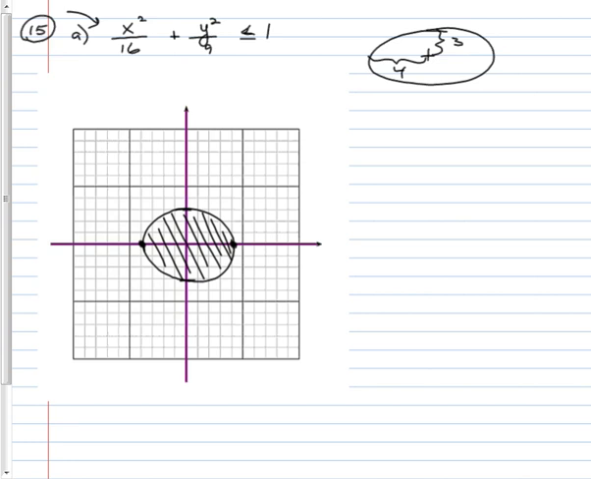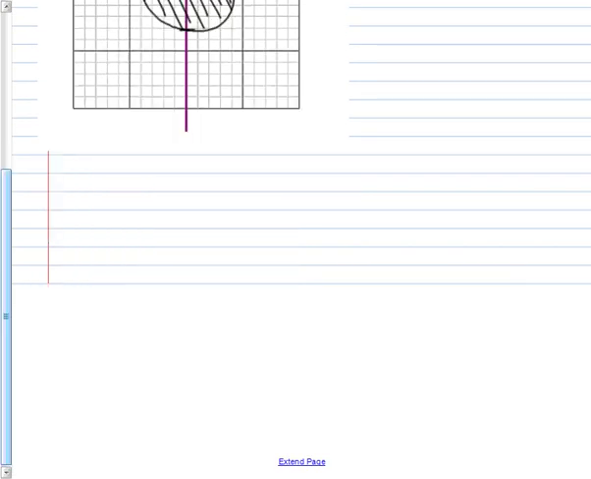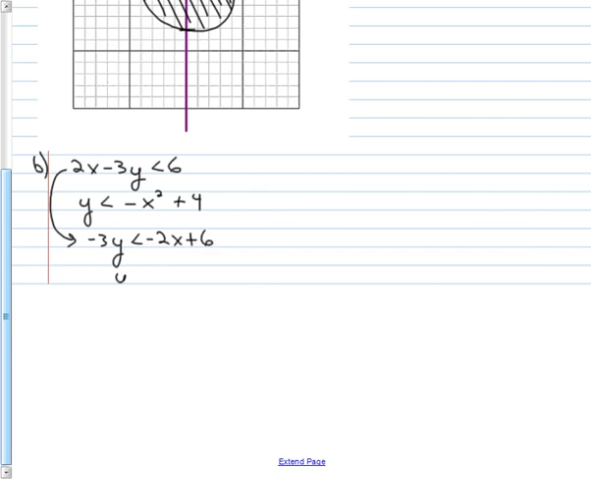Part B. 2x minus 3y less than 6. Y less than, I'm going to rearrange that to negative x squared plus 4. I just like that order better, instead of 4 minus x squared. I'm going to solve this one for y. And don't forget, when you divide by a negative, the direction of your inequality changes. So I took that first inequality, I solved for y, I had to divide by a negative 3, which changed the direction of the inequality.